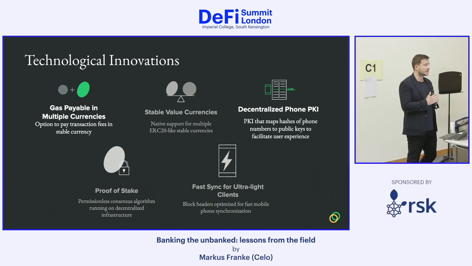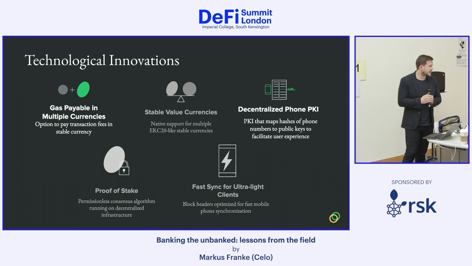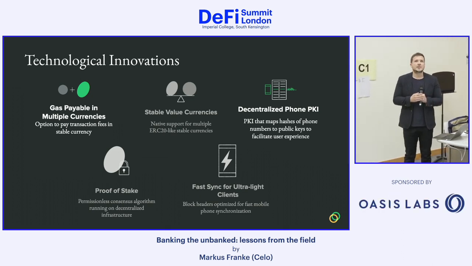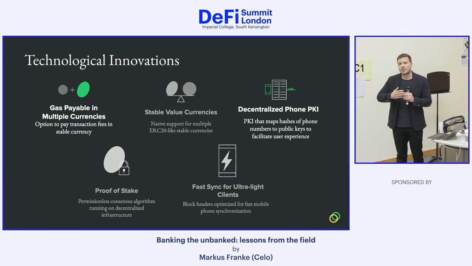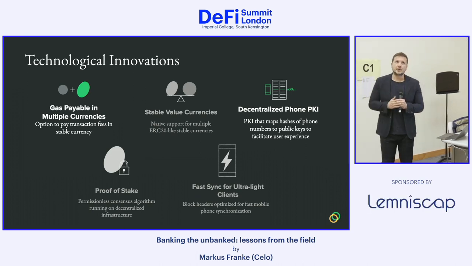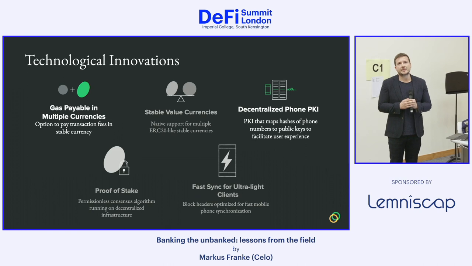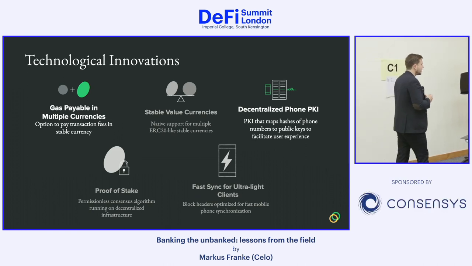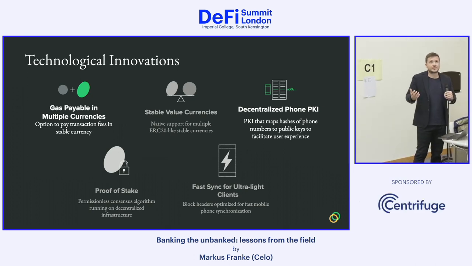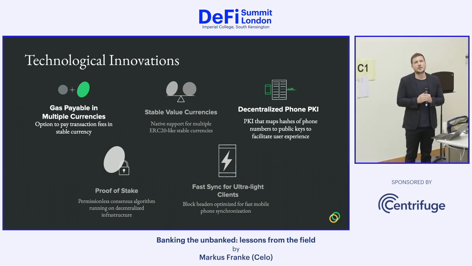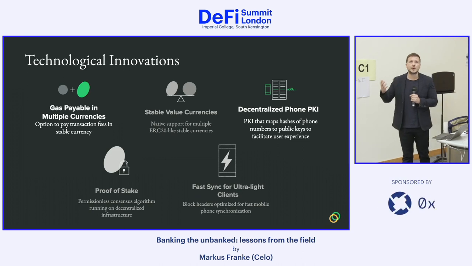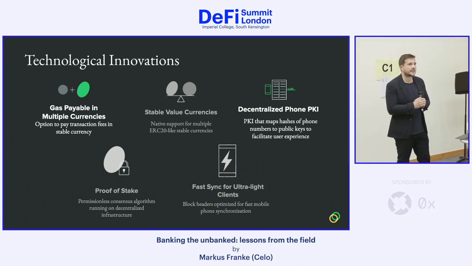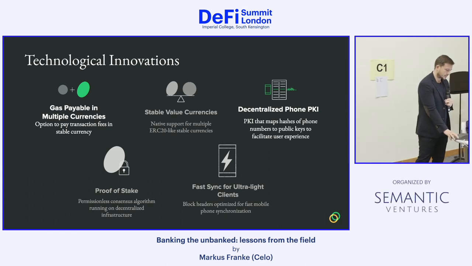And the second technological innovation on the Celo platform is a decentralized phone PKI. I already mentioned that. This one maps hashes of phone numbers to public keys to facilitate user experience. Probably, like in many countries around the world, if they want to make a transaction, they don't know your public key on the network, and you have to give, also in non-custodial wallets, the possibility to find new or other users. Therefore, we built this into the Celo platform.